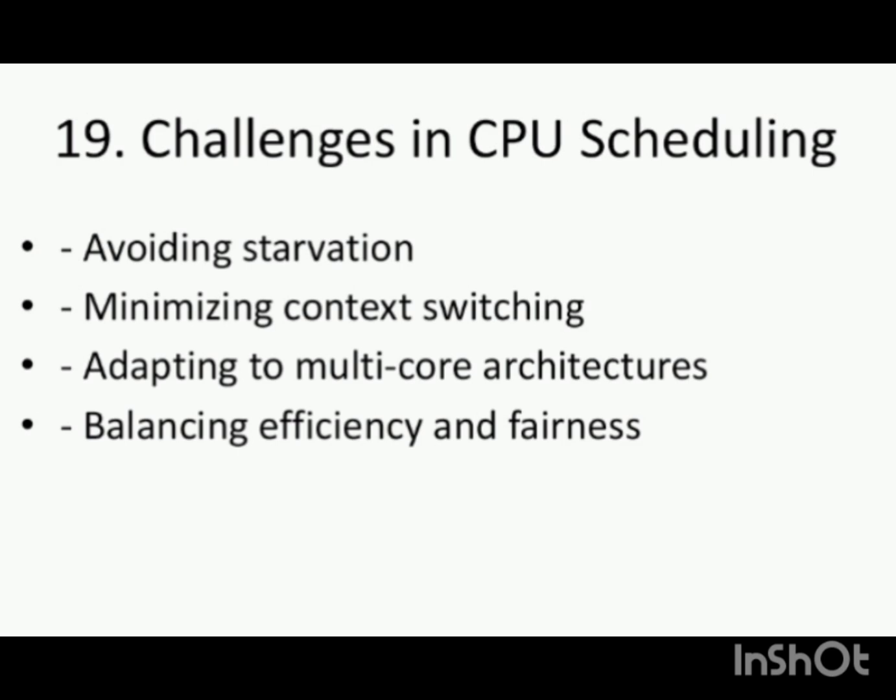Next, challenges of CPU scheduling: avoiding starvation, minimizing context switching, adapting to multi-core architectures, balancing efficiency and fairness.